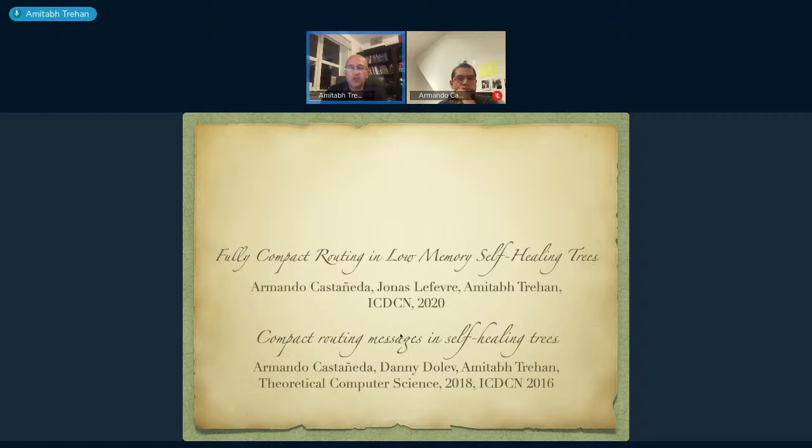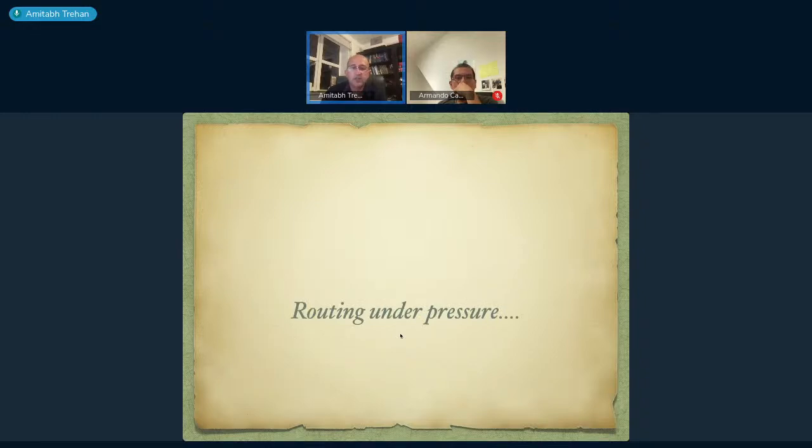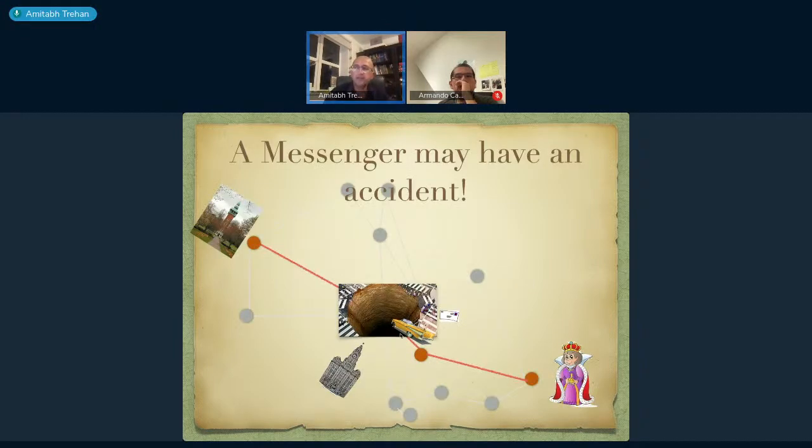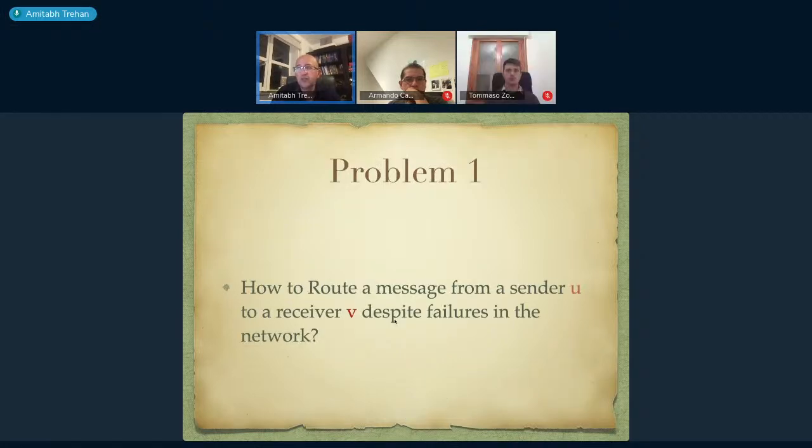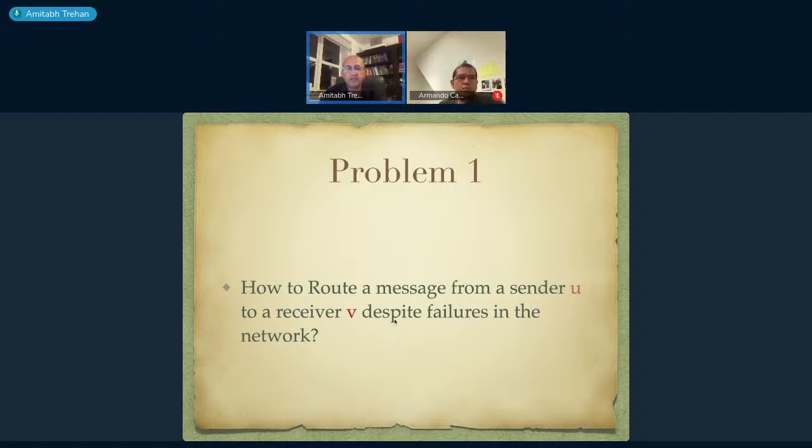Now what we want to do here is this very interesting field of compact routing. Again, if you know this, nice, fine, good. I will not go into a lot of detail, but basically you have routing, which is sending messages from one node to another in a network. But you could possibly have failures during the routing. A messenger may have an accident, and for example, if the queen is sending a message to this place, which was actually the center of Loughborough, now you can think of the center of Durham, but the car which is going may fall into a ditch, and you may lose the message with it. So you want to avoid that. So the question is, how do you route this message from sender U to V despite failures in the network?